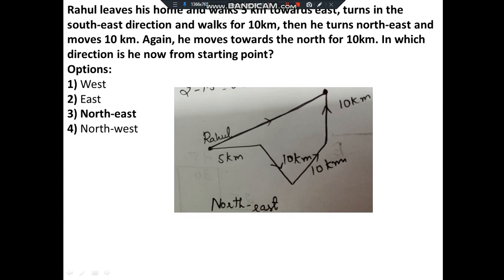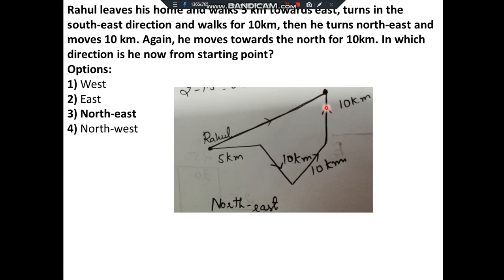Next question. Rahul leaves his home and walks 5 kilometers towards east. So right side he moves 5 kilometers, turns in southeast. Southeast is nothing but between east and south. So moves in a sidewards direction and walks for 10 kilometers. See, then he turns northeast. Northeast is nothing but in between north and east. So moving upwards 10 kilometers. Again he moves towards the north, which is upwards 10 kilometers.